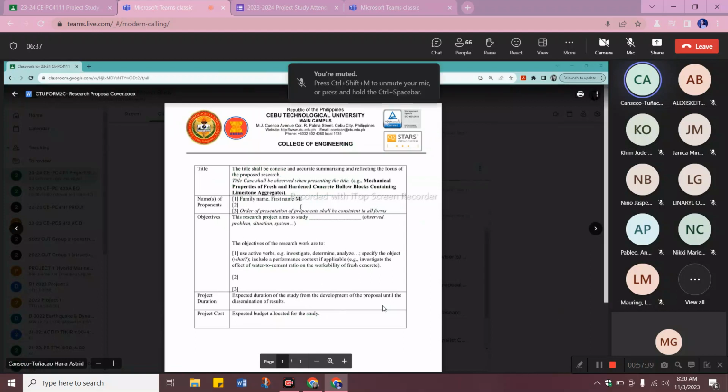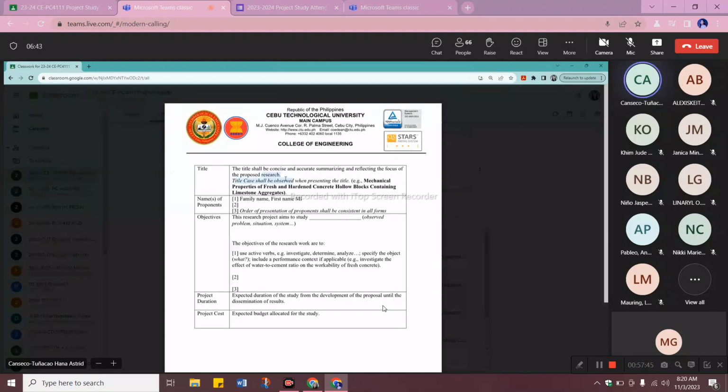Next to your Form A and Form B. The start, mao gyud ni ang tan-aw. From Form A, and back sa Form B. So, here is your title. The title shall be concise, that is brief, however accurate, summarizing and reflecting the focus of the proposal research. Title case shall be observed when presenting the title.